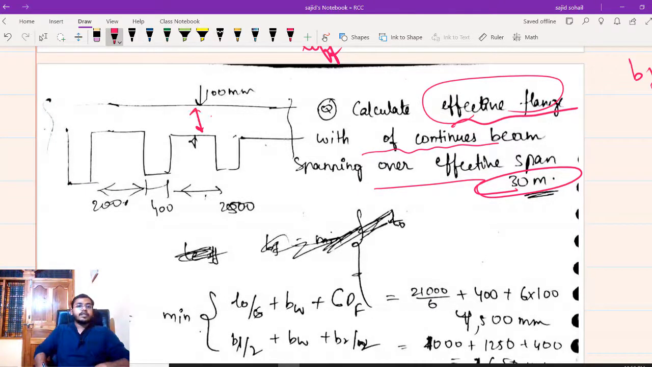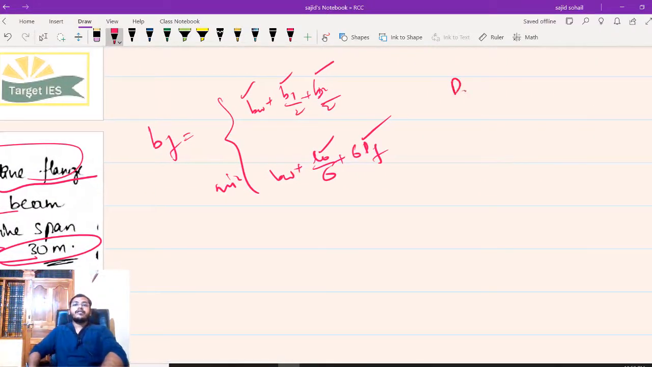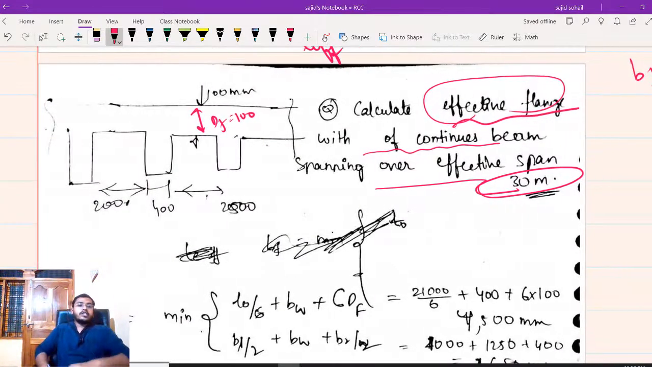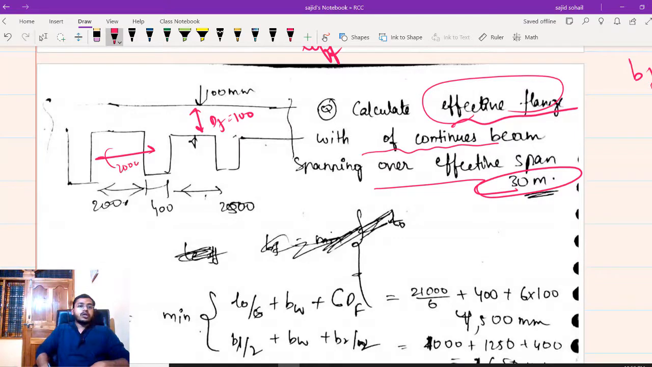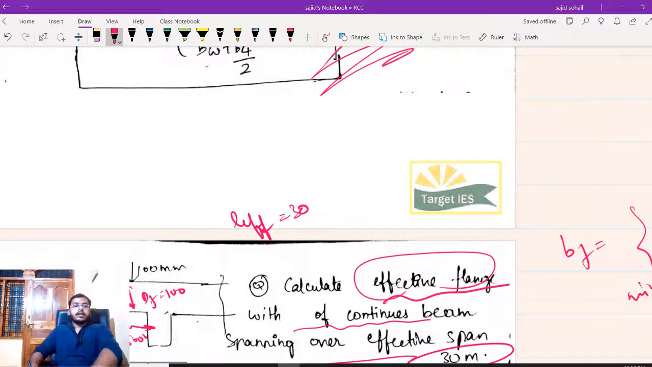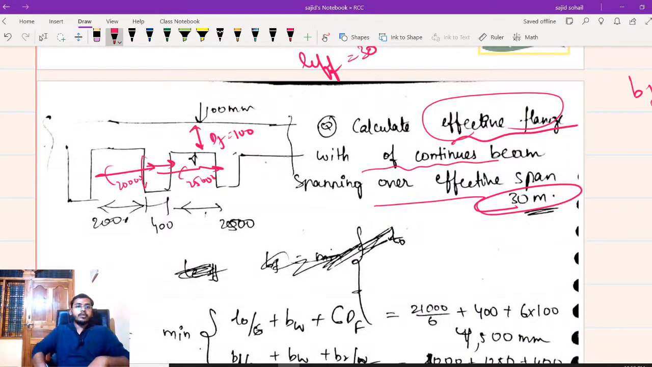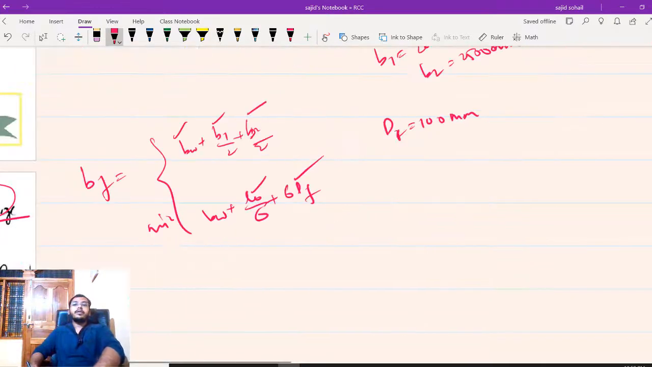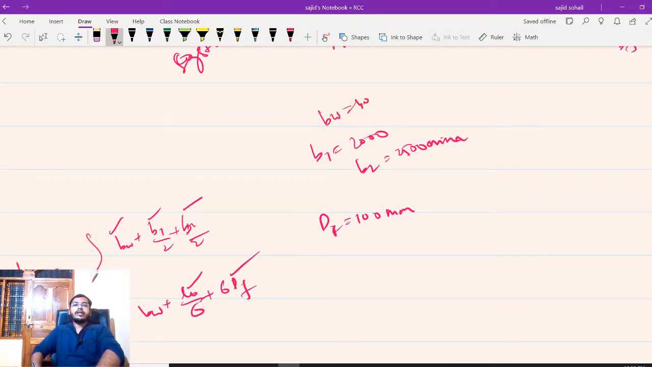The first term, df, is given in the question: df is equal to 100 mm. Next, what is your b1 value? Here b1 is given as 2000 mm and b2 is given as 2500 mm, right? Clear? And what else is given? bw is 400 mm. So you have everything, and what you need now is L naught.